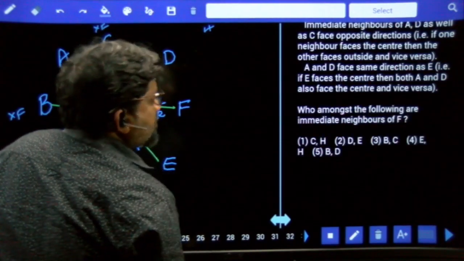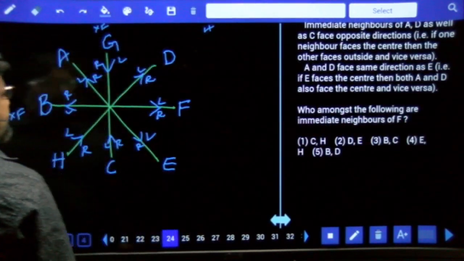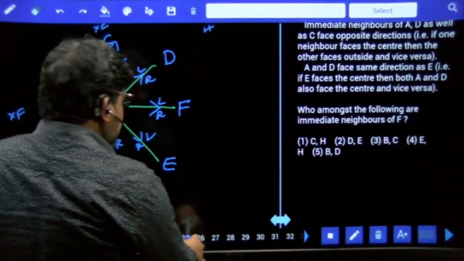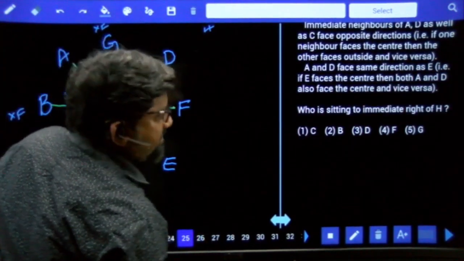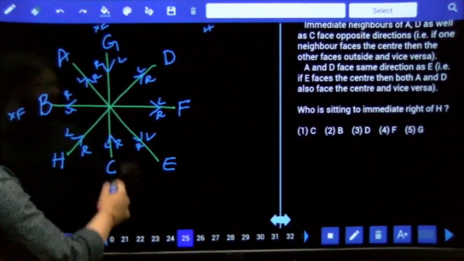24. Who amongst the following are immediate neighbors of F? Immediate neighbors of F are D and E, second option. Who is sitting to the immediate right of H? Immediate right of H is C, first option.